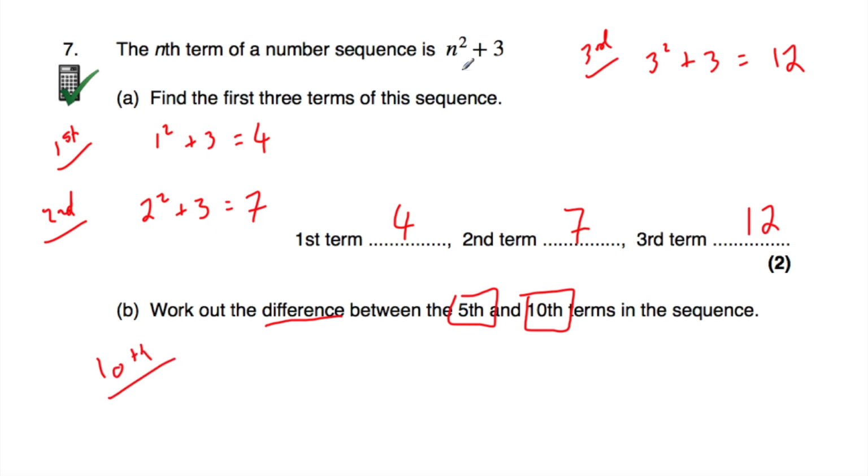So in terms of the 10th term, we're going to do 10 squared plus 3. And 10 squared is 100, plus 3 would be 103. So the 10th term in the sequence is 103.